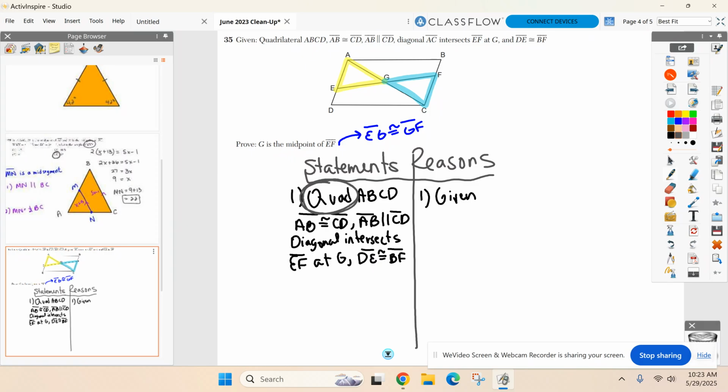Not a parallelogram. It's only a quadrilateral. You can basically apply no properties here. Okay, so don't start telling me, quad implies opposite sides congruent. No, this is a quadrilateral. That is it. Not a parallelogram yet. So you can't use any properties right now. Everybody good? No properties yet.